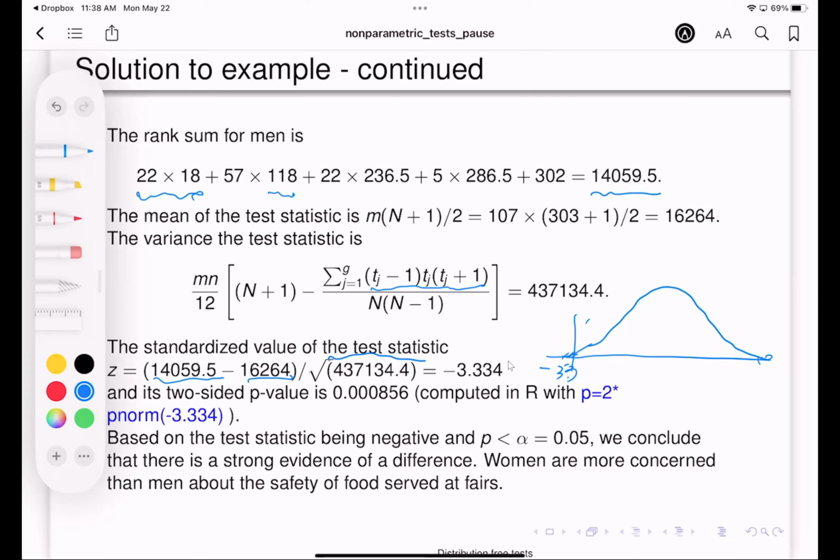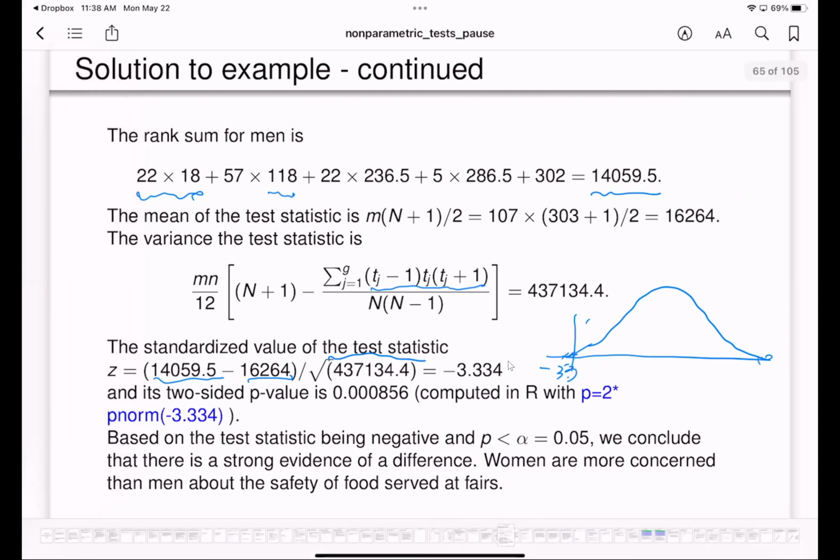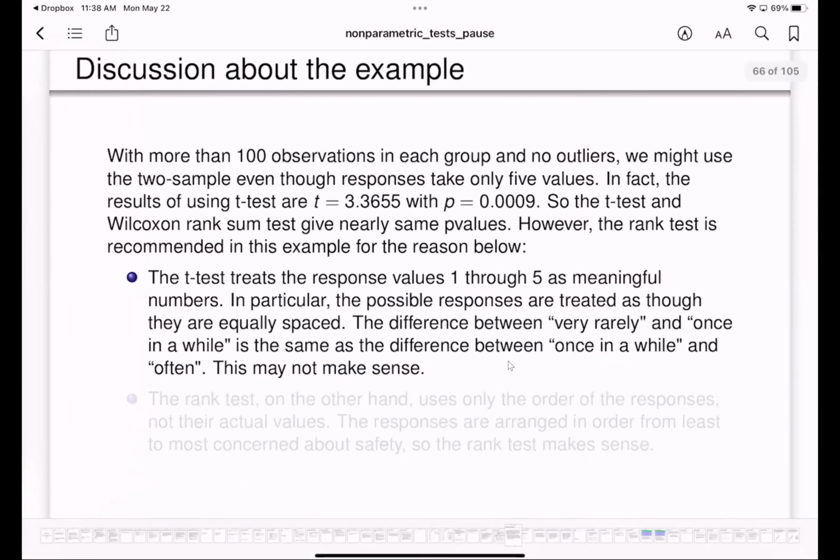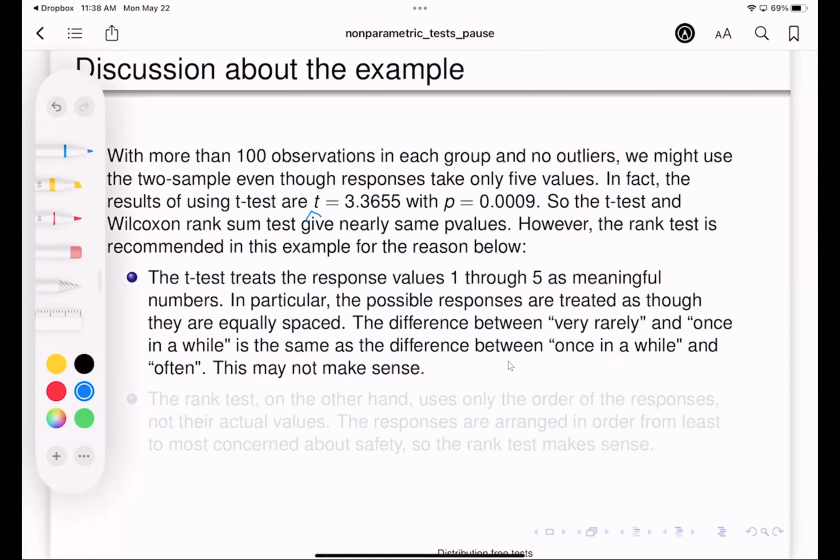So if it's significant, then we believe that the men and the women do not have the same level of concern in terms of food safety. For this example, you might be tempted to directly use the t-test. If you do so, the t-test will give a test statistic of 3.3, and the p-value is also pretty close.